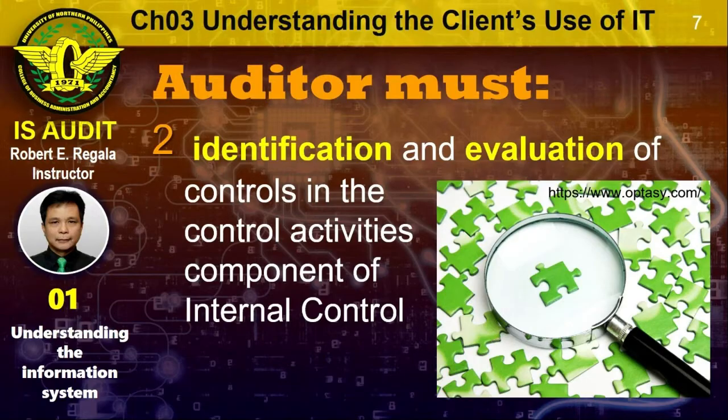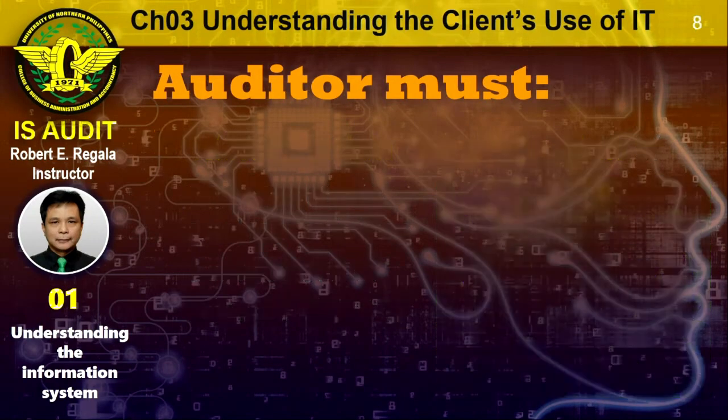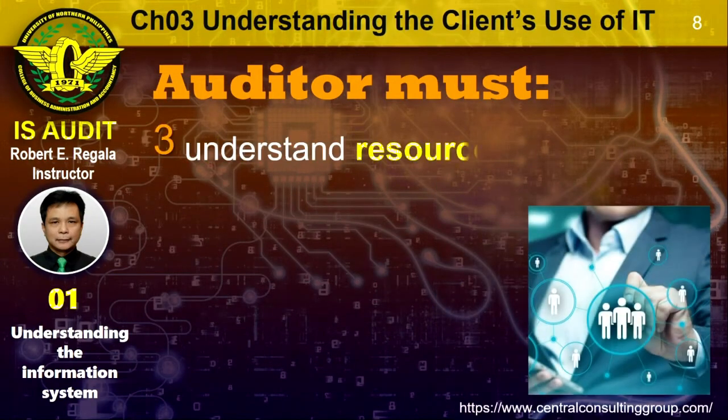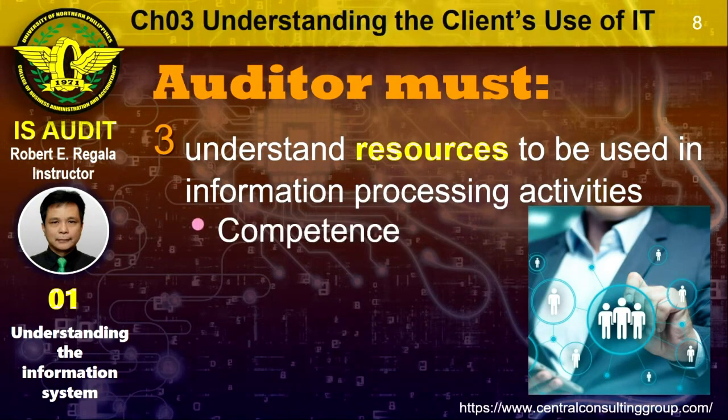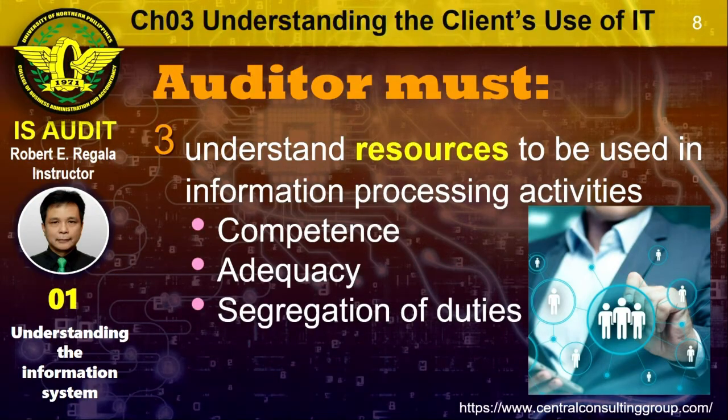Understanding the entity's information system also includes an understanding of the resources to be used in the entity's information processing activities. Information about the human resources involved that may be relevant to understanding risks to the integrity of the information system include the competence of the individuals undertaking the work, whether there are adequate resources, and whether there is appropriate segregation of duties.